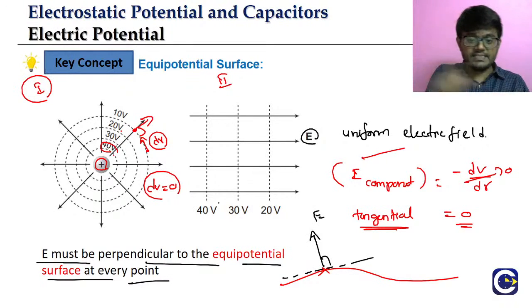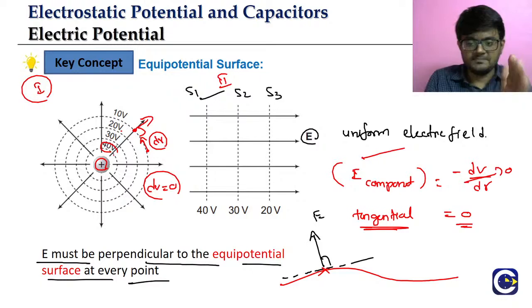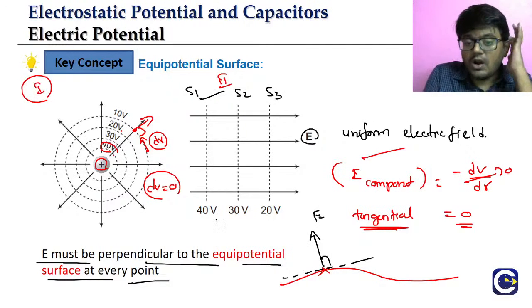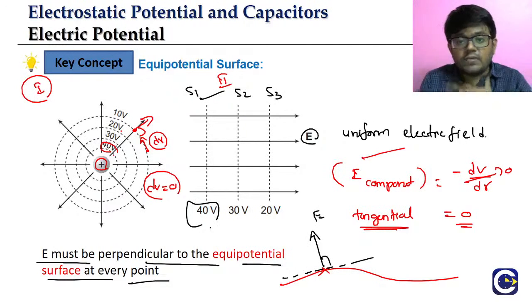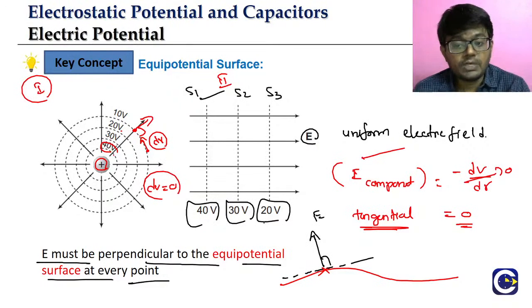The field lines are like this, right? What is the surface that will be perpendicular to that? So this is surface 1, this is surface 2, this is surface 3. We are looking at lines, but they are what? Surfaces. So surface 1, all points will have potential 40 volt. Surface 2, all points will have potential 30 volt. Surface 3, all points will have potential 20 volt.